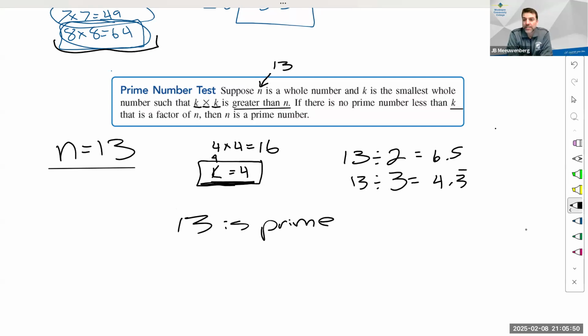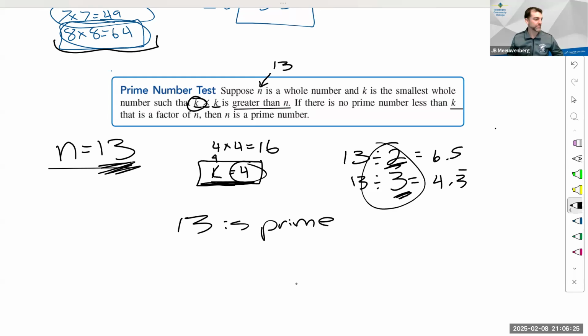If you're trying to test to see if a number's prime, you're going to divide it by prime numbers. You just have to know when to stop. That's the key. And this is the rule that tells you when to stop. You find whatever the next perfect square would be beyond the number that you're testing. And whatever the square root of that number is, k, in this case 4, you don't have to go any bigger than that when you're testing your prime numbers. Okay? So let's have you try it.